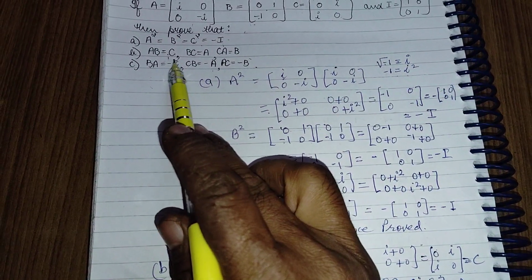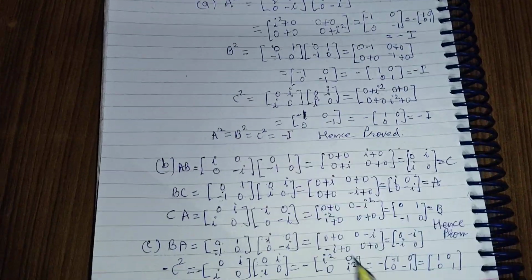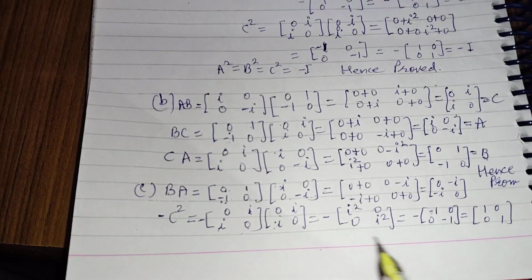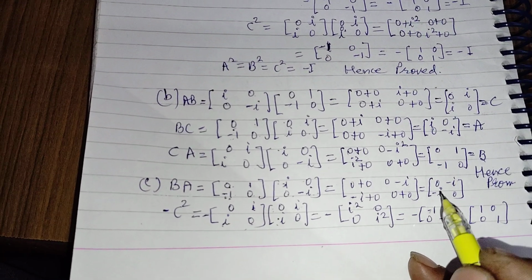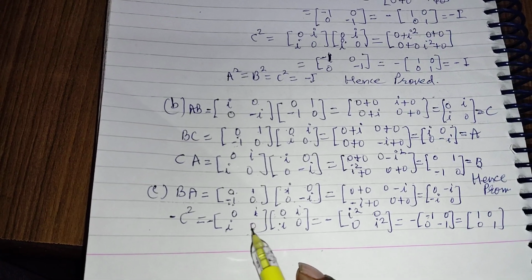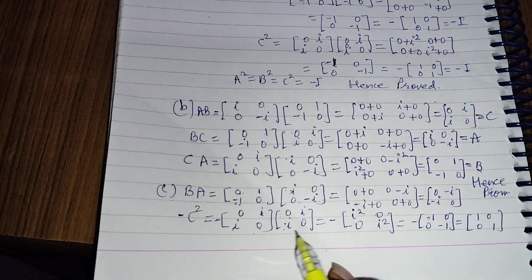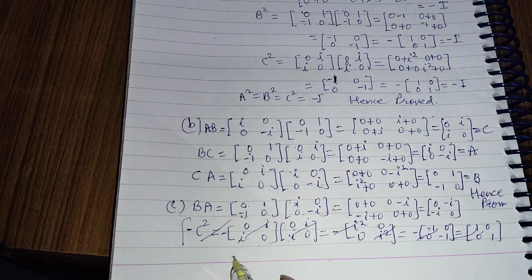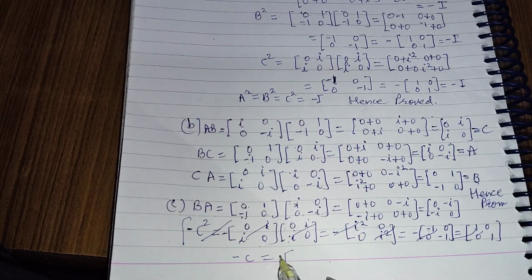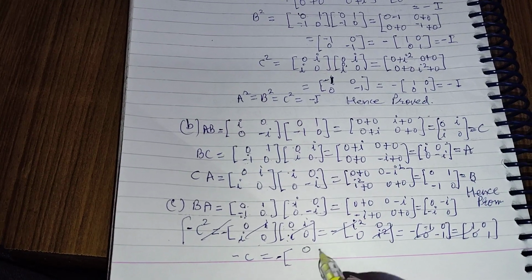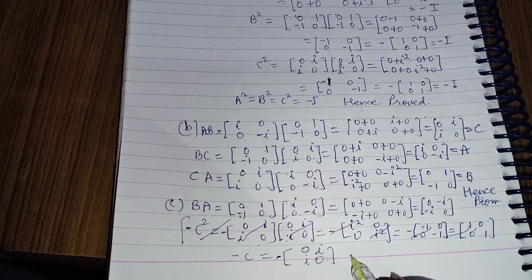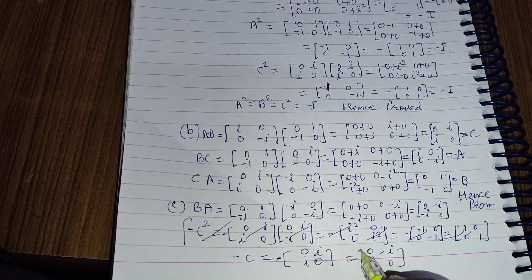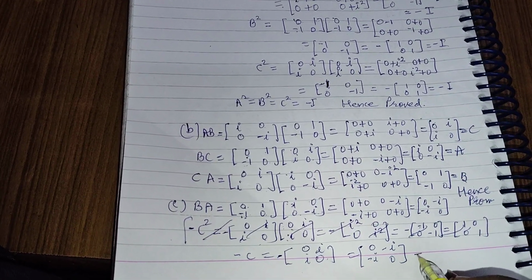There is a correction: not square, only CA equal to B, and BA equal to minus C. B equal to minus C, so BA equal to minus C we have to prove. It means C is 0 I I 0. So minus C means multiply the minus sign with C. C is 0 I I 0. So after multiplying inside we get 0 minus I, minus I, 0. Minus 0 is nothing, so it is equal to BA.